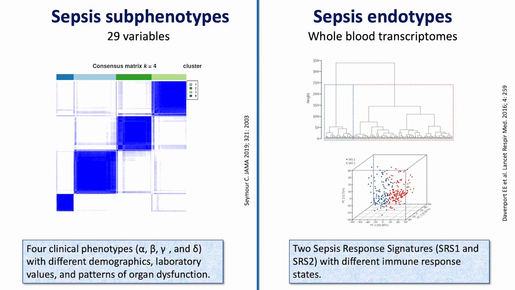Sepsis endotypes, as described by Julian Knight and also by our group, are based on whole blood transcriptomes, and the group of Julian Knight revealed 2 groups in sepsis patients, which they called 2 sepsis response signatures, SRS1 and SRS2, wherein SRS1 was associated with an immune suppressive phenotype.